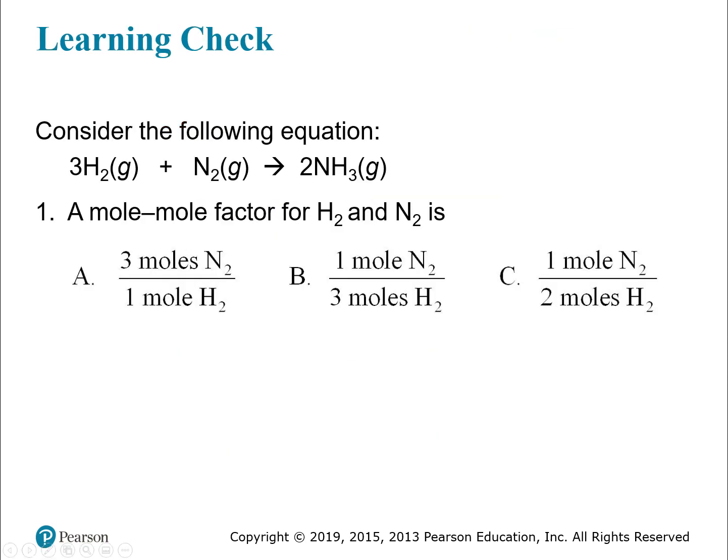So try this learning check. You're going to see this equation a lot. It's the chemical reaction for making ammonia. Choose the option that could be a mole-mole factor for hydrogen gas and nitrogen gas. You can put your answer in the chat.